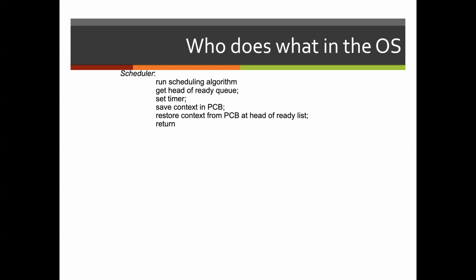And so when you consider the breakdown of tasks in the OS when it comes to scheduling, you'll have the scheduler that is used. It'll run the scheduling algorithm. It'll get the head of the ready queue, and it'll set appropriate timer considerations. It'll save the context in the PCB, and it'll restore the context from the PCB at the head of the ready list. The timer interrupt handler will mark the PCB as the timer expires. It'll upcall to the scheduler.